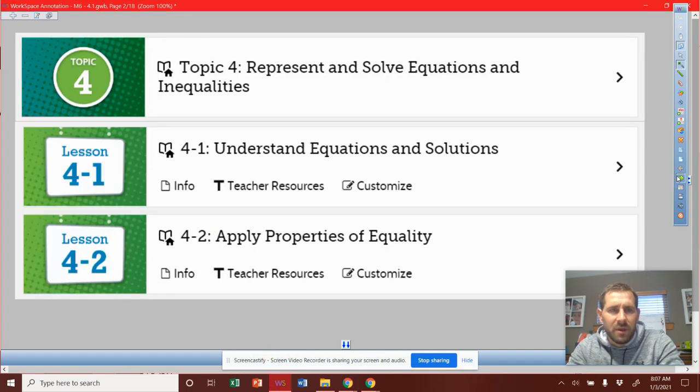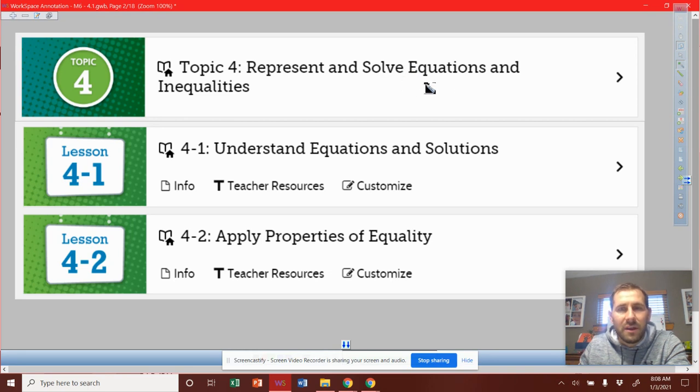All right, we just finished our warm up here. So again, we're starting a new unit. It's represent and solve equations and inequalities. So we'll be working on this one kind of quickly. Well, I guess not quickly. We'll be done with it in about 2 weeks.